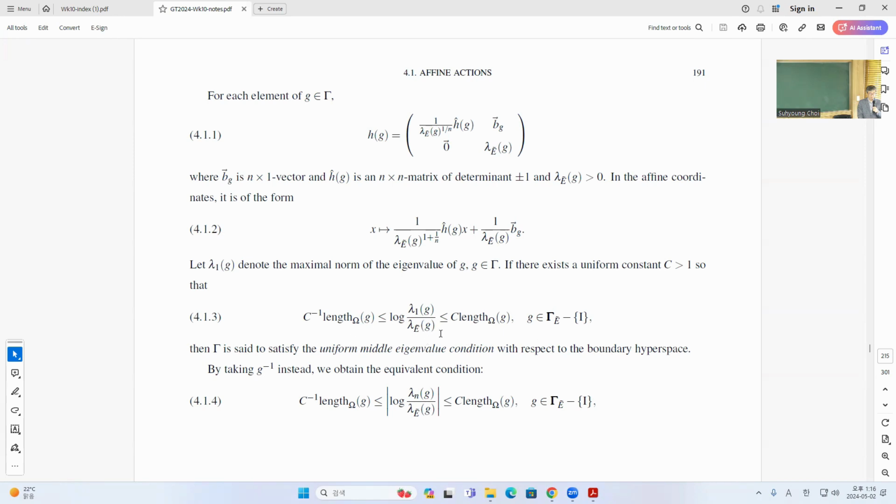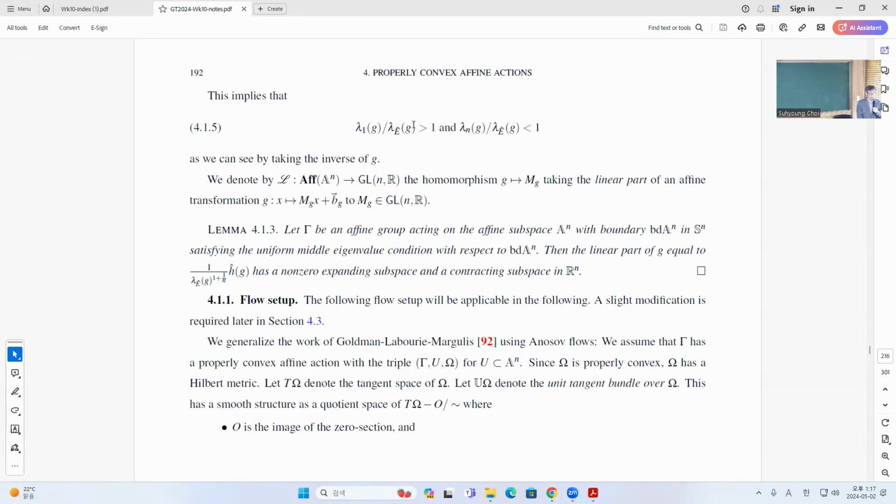Because this is one associated with the hyperspace eigenvalue. Dually, this hyperspace is an eigenvector, or in this case just an eigencovector, that has some norm. We can of course take g inverse, and this gives you an equivalent condition. So it gives you a condition on the top and the bottom eigenvalues of this matrix, for all of these matrices. And of course, this means that this is larger than one and this is less than one.